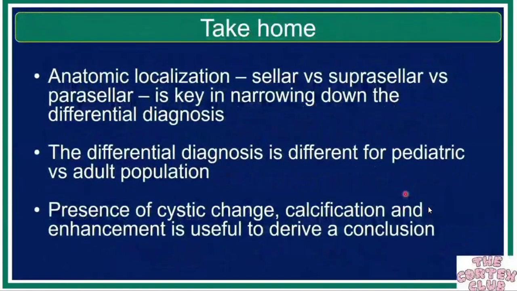So, take-home points. Anatomic localization, whether the lesion is in the sellar, the parasellar, or the suprasellar region, really tells us what disease pathology we are dealing with. And then the next is age. So we try to see whether it's the sellar that's abnormal, or the pituitary tissue that's abnormal, or the extra-pituitary tissue that's abnormal, or if the lesion is in the parasellar region. Then we talk about age, and then the presence of cystic change, calcification, and enhancement is useful in deriving a conclusion.